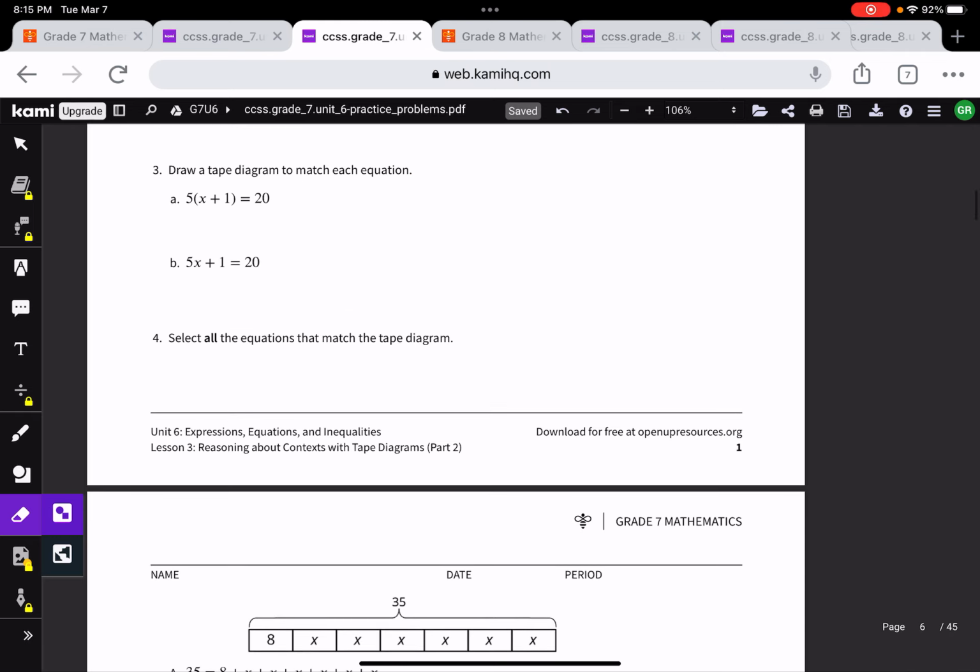Let's look at number 3. Draw a tape diagram. And it doesn't even say how we have to solve it, which is fantastic. Draw a tape diagram to match each equation. So do number 3, A and B on your own, and then hit pause, do those, then unpause it, and let's see how you did.